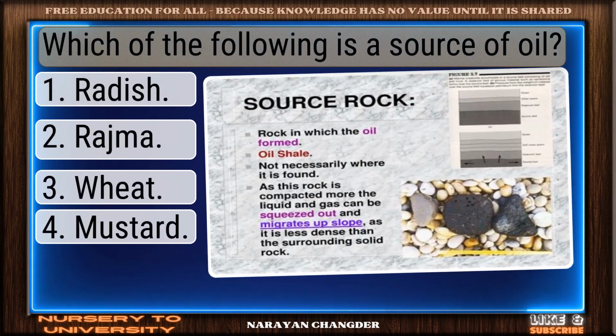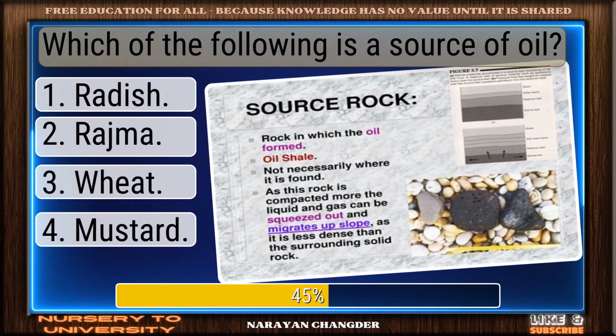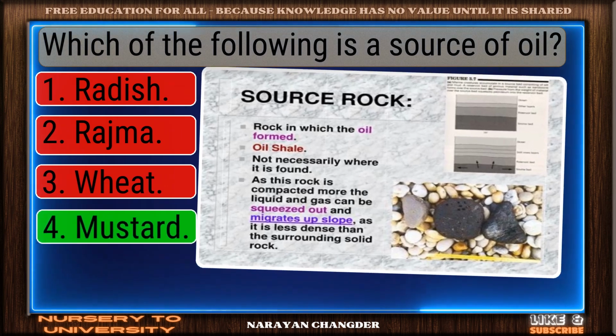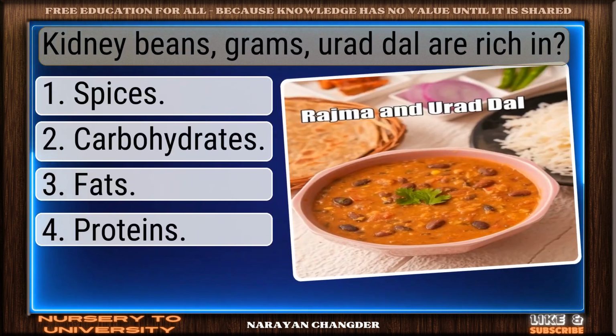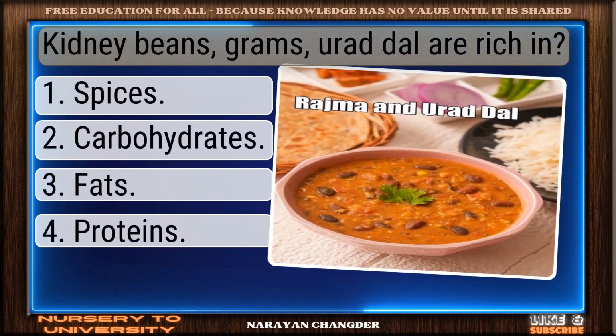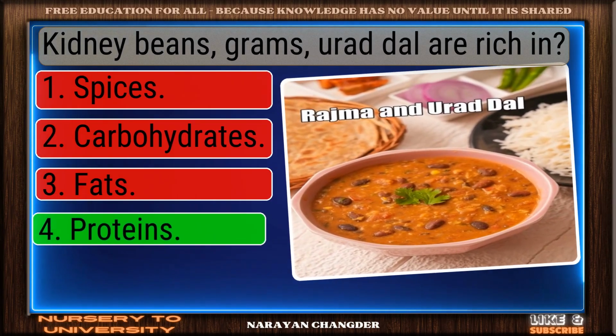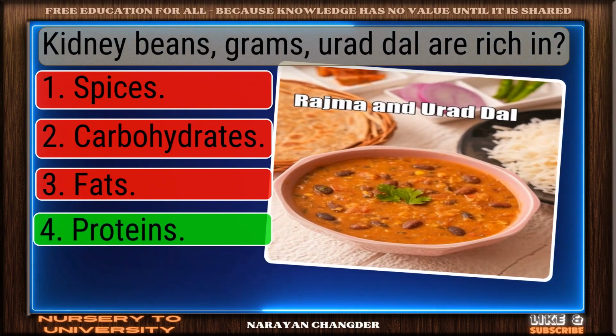Which of the following is a source of oil? Great job. Mustard is the accurate answer. Kidney beans, grams urad dal, are rich in. Right again. Proteins is a valid answer.